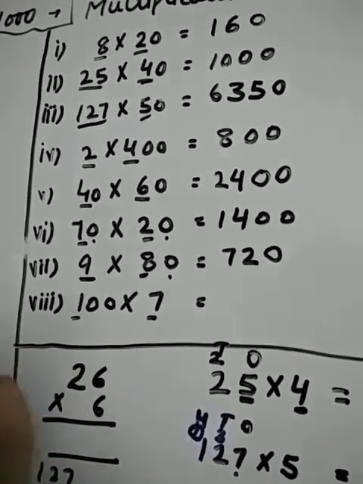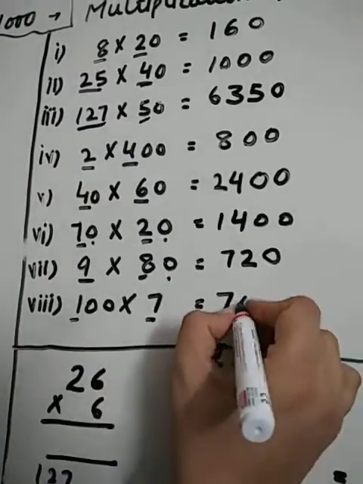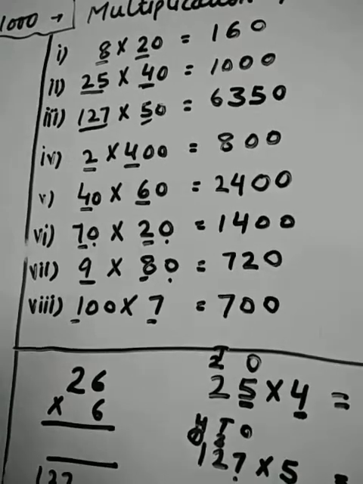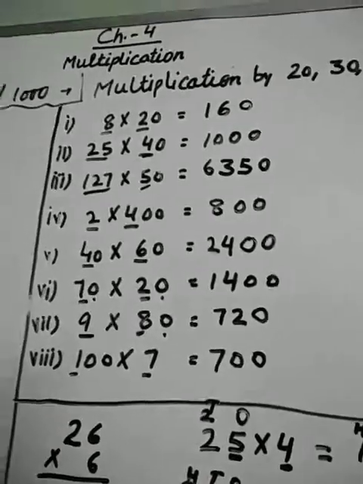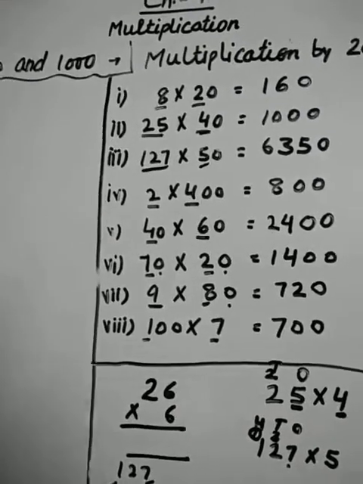Now the eighth sum is 100 multiplied by 7. 1 and 7. 1 7s are 7. And how many zeros can you see? 2 zeros are there. So what will be the answer? 700.